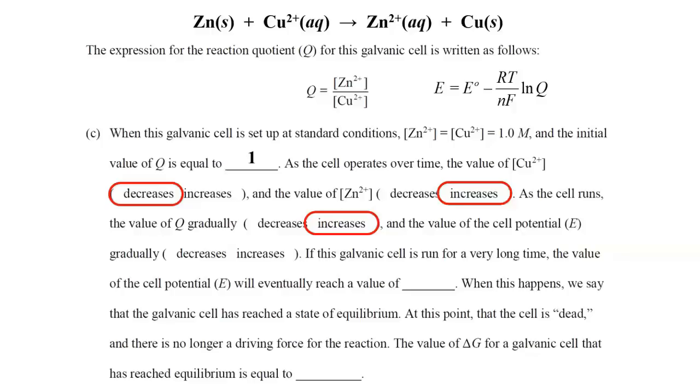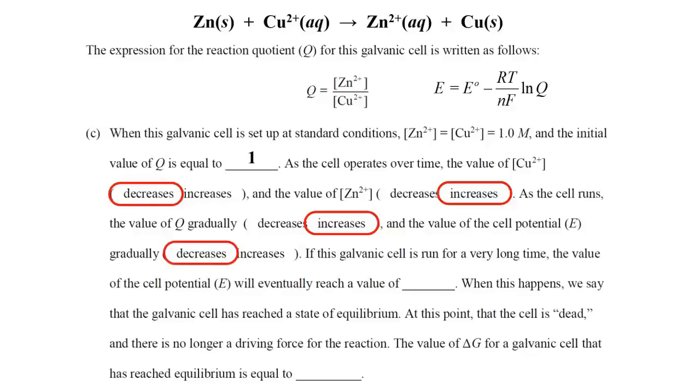You don't have to plug any numbers into the Nernst equation to realize that as Q gets larger and larger, you'll be subtracting a larger value from the standard cell potential. That means the non-standard cell potential is going to keep getting smaller and smaller over time. So as the cell runs, the value of the cell potential gradually decreases. So think about this: what if we continue to have Q get larger and larger and larger?